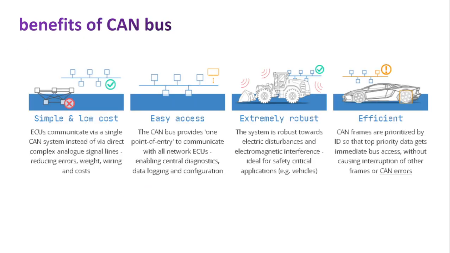Now, the benefits of the CAN bus. The first is that it is simple and low cost, as the material required is less compared to complex wiring, so the cost is low. ECUs communicate via a single CAN system instead of direct complex analog signal lines, reducing error, weight, wiring and cost. It reduces wiring, cost, weight and errors, because large wires are not there.